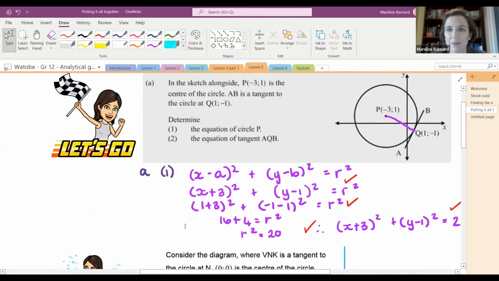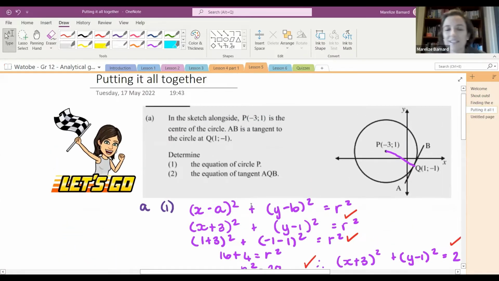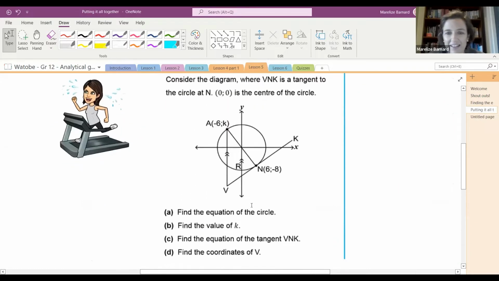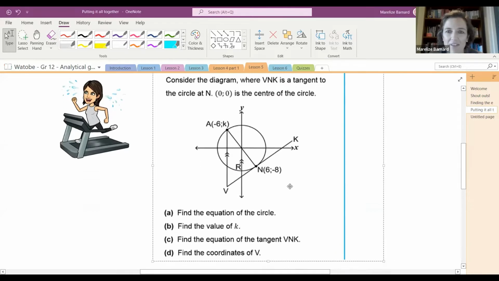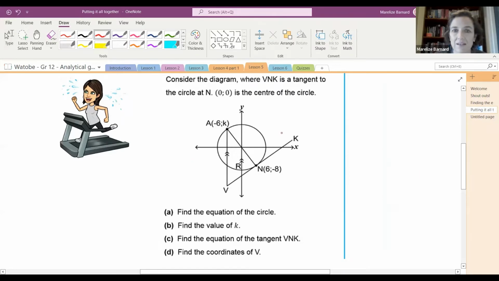No problem. Okay, now we've warmed up. It's time to really get going. Let's see what we've got here. Okay, now we have to think a little bit. Consider the diagram where VK is a tangent to the circle at N. Okay, so there's my point N, 6 and 8. 0, 0 is the center of the circle.